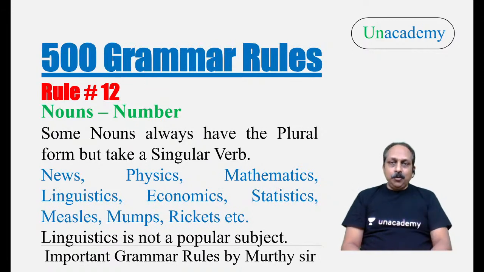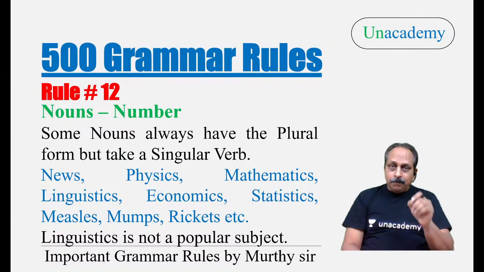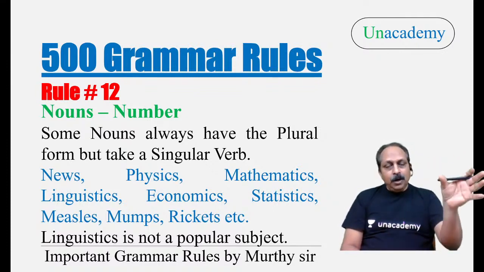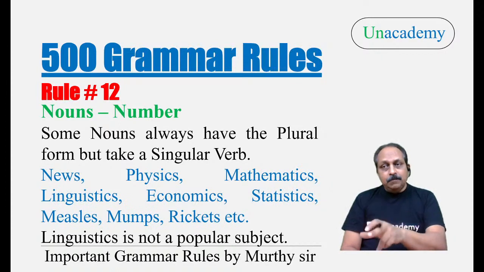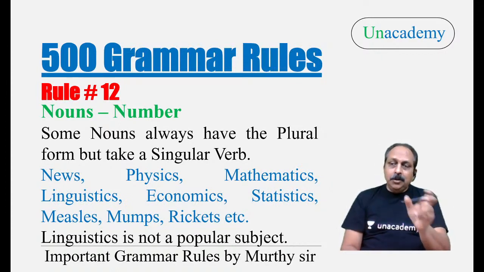Now, rule number 12, the last rule for today. Some nouns always have the plural form but take a singular verb. Previous one, plural form, plural verb. This one, always plural form but take a singular verb. You have got to focus on the key words.